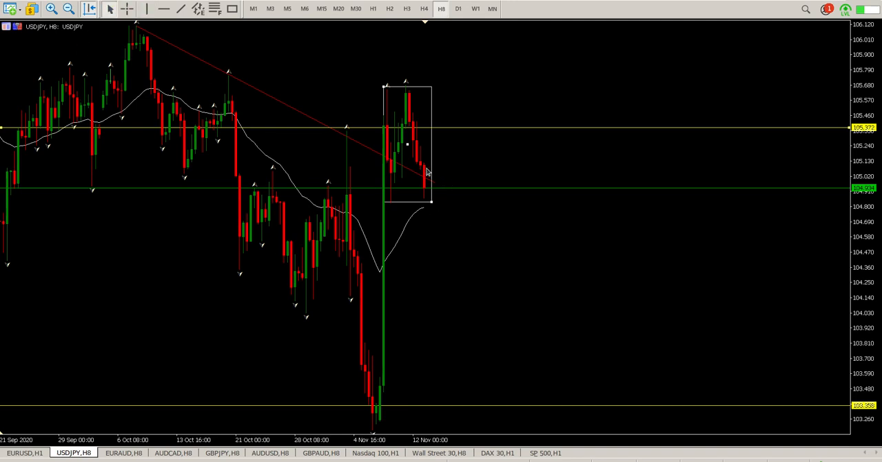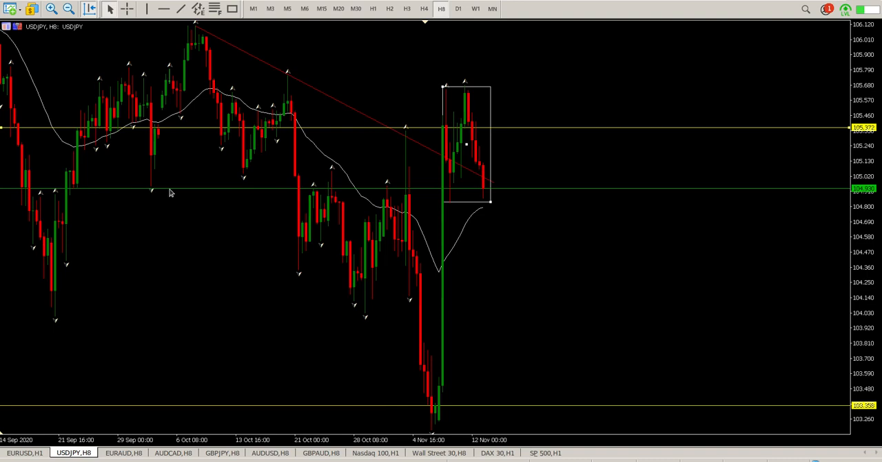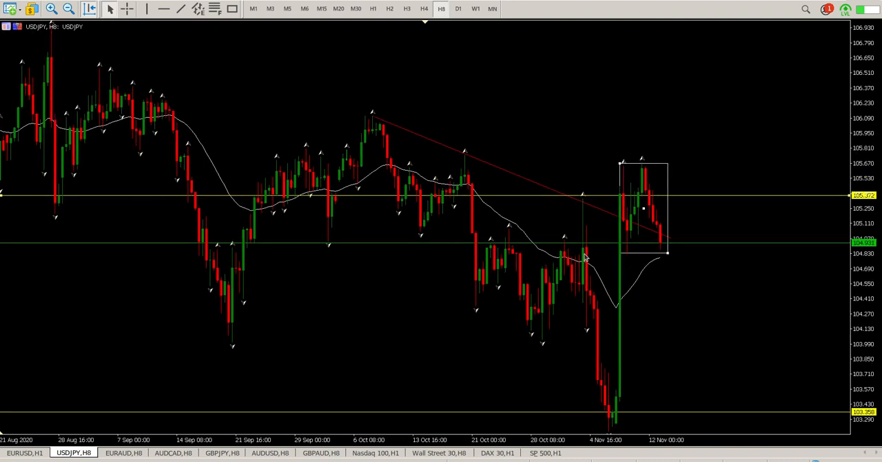USD Japanese yen. Remember, we had this trend line break. We kind of went back below it, and we drew this block in yesterday because we were looking for a break below this area of 104.820 for us to start looking for shorts. Look to the left, and you can see we've got a bit of structure brewing here.